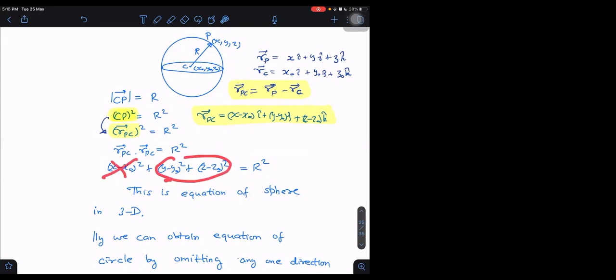This will be the equation of a circle in the yz plane, whose center will be (y naught, z naught), and radius will be r.